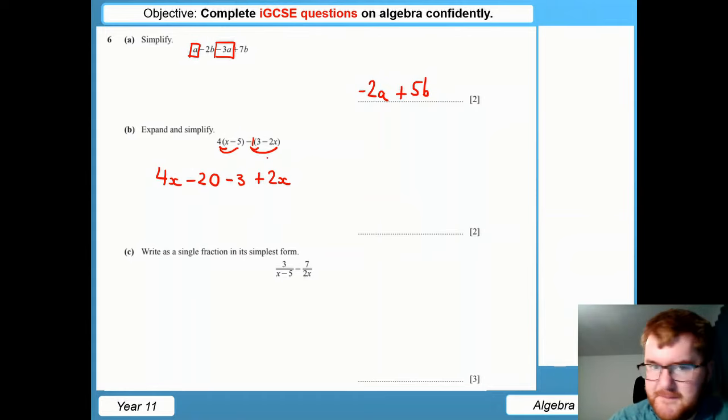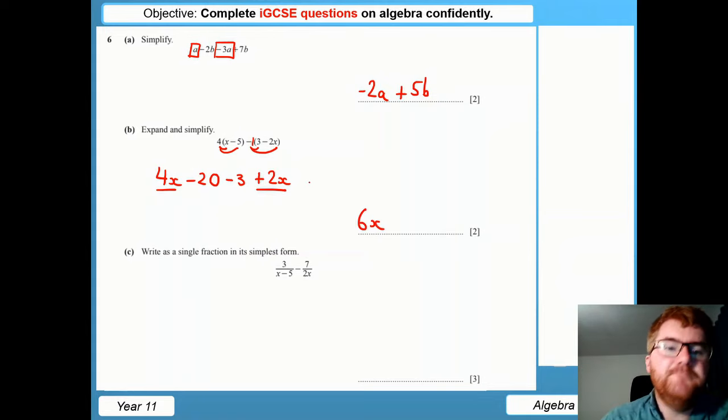Be careful on that, because now we're going to collect up like terms. So we have 4x plus 2x, that's equal to 6x. And minus 20 minus 3, be careful with negative numbers here, is minus 23.